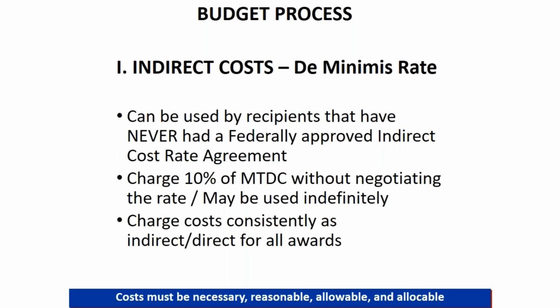One thing I forgot to mention is that the de minimis rate, if you are electing to use it, can be used indefinitely, but you just need to make sure you're consistent in how you're charging costs, either as direct or indirect. You can't alternate between awards. One award, you're charging something as direct. The next award, you're charging something as indirect. You need to be consistent on how you're using that de minimis rate.